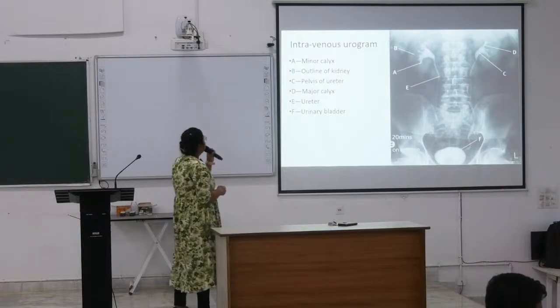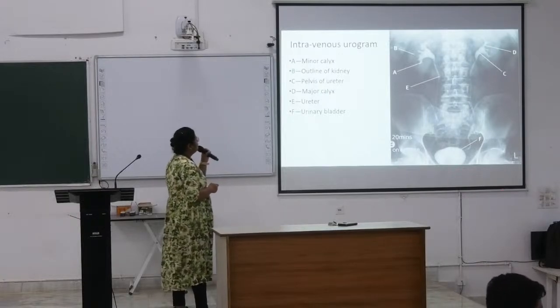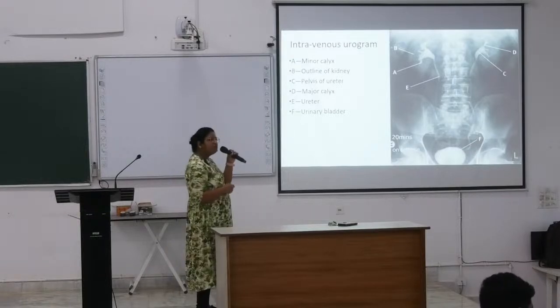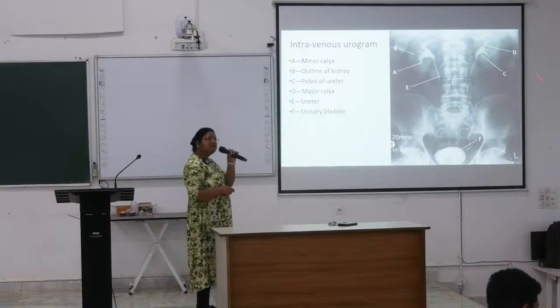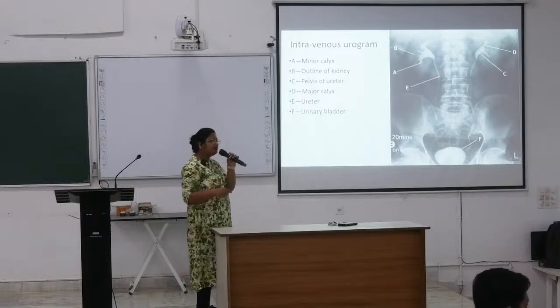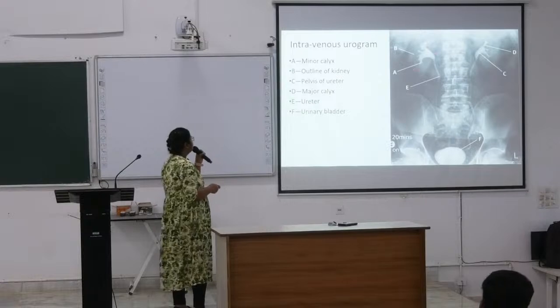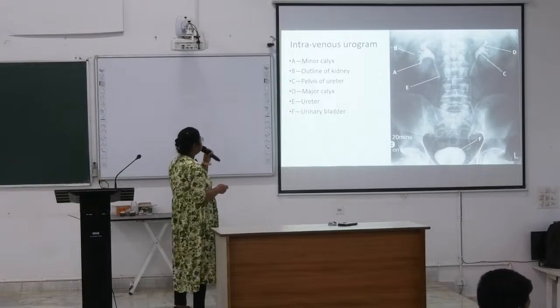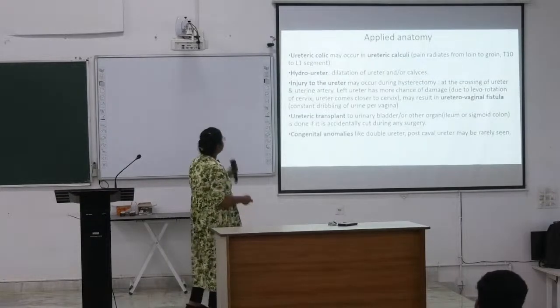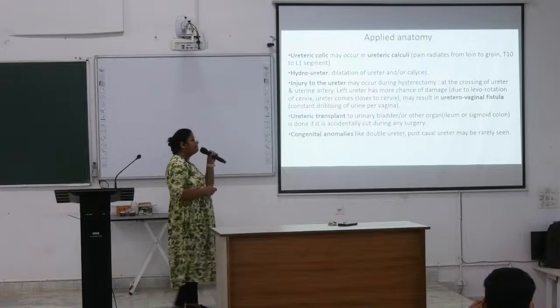Okay. And also there is antegrade. In antegrade, intravenous dye is pushed and it will be drained by the kidney. And kidney, different parts of the kidney, major, minor calyces, ureter, urinary bladder, urethra, all will be visualized. Okay, so here is the minor calyx, then major calyx, pelvis, ureter, urinary bladder. Next. Now these are the clinical aspects of ureter.